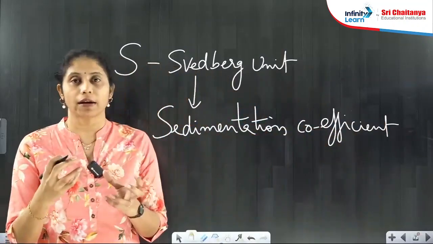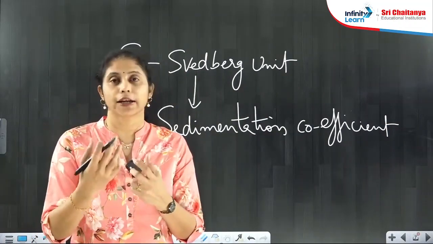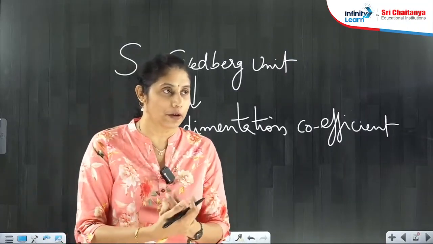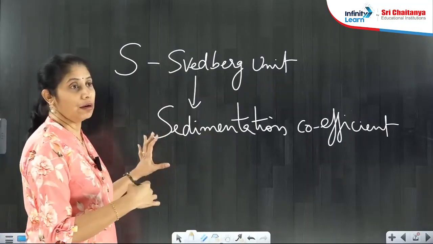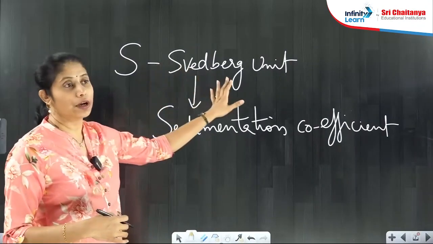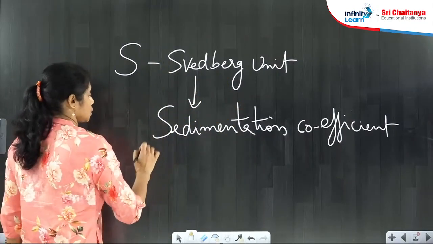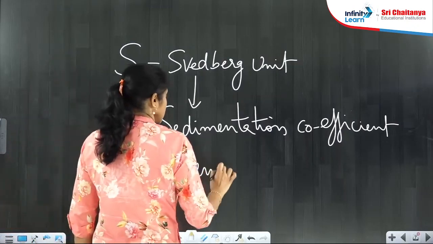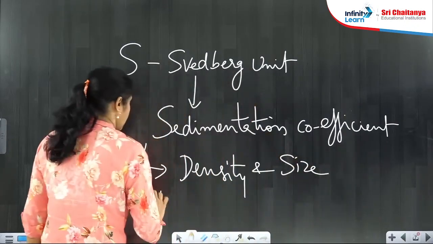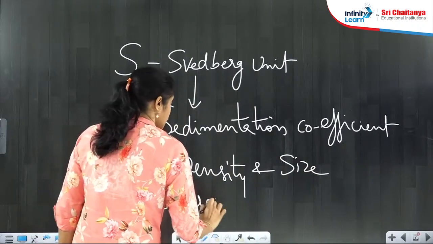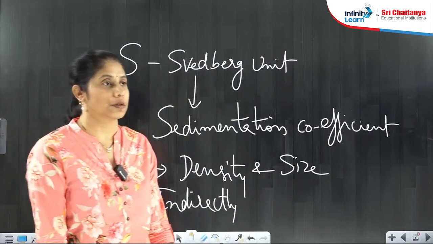It tells at what rate the ribosomes are sedimented. When you keep the cell organelles in a test tube and subject them to centrifugation, they will be sedimented at a particular rate. So S means Svedberg unit and it represents the sedimentation coefficient, by which we can indirectly measure the density and size of the ribosomes.